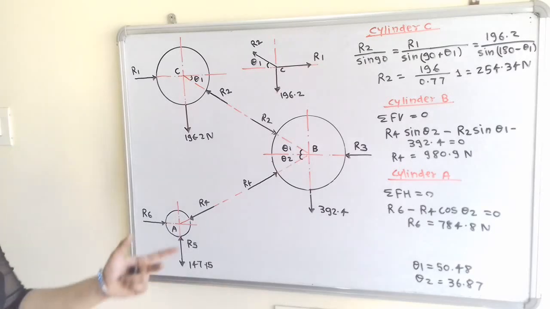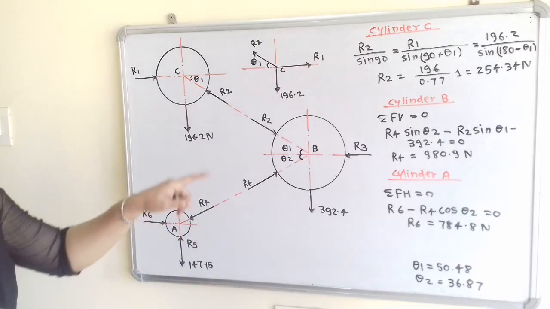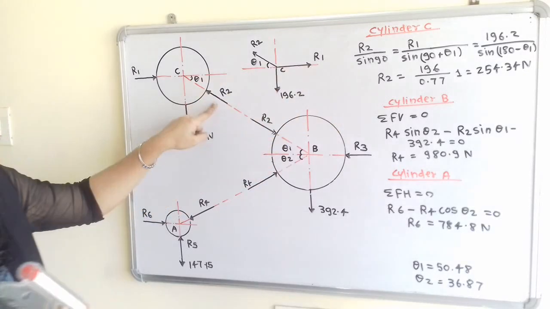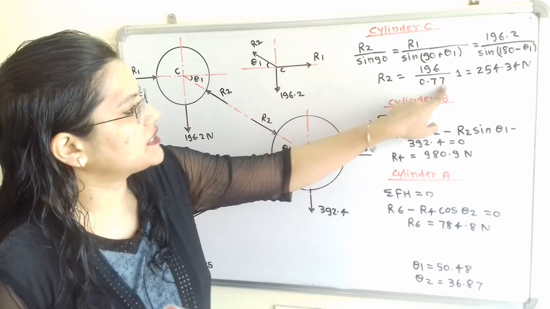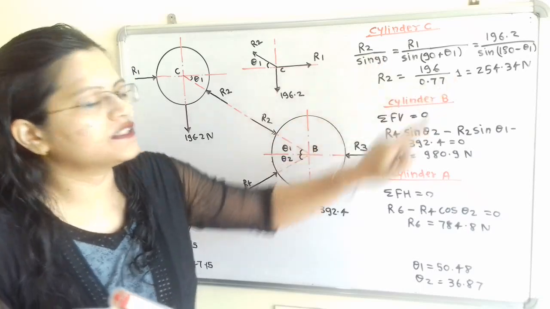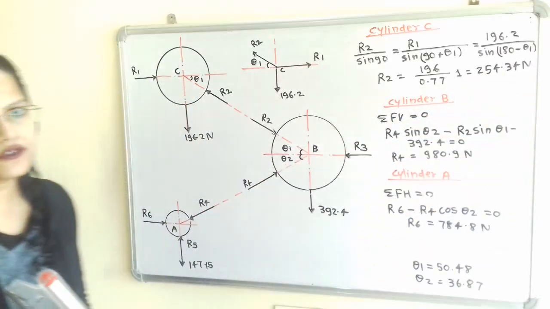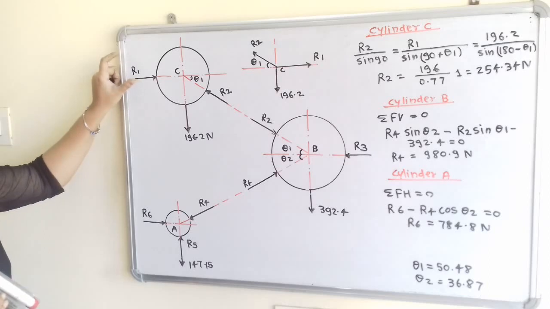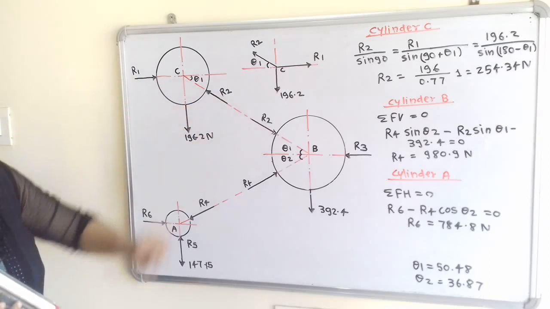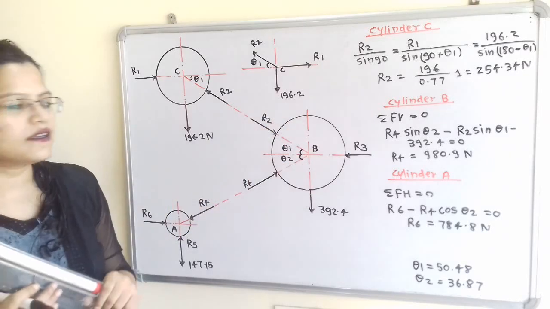So when we solve this, because we know the theta 1 is equal to 50.48 degree, we will get R2 is equal to 196.2 divided by sine of 90, and the sine of 90 is 1, which is equal to 254.34 Newton. Now it is not required to calculate R1 because R2 is connected to cylinder B. So we will move to the next cylinder B.